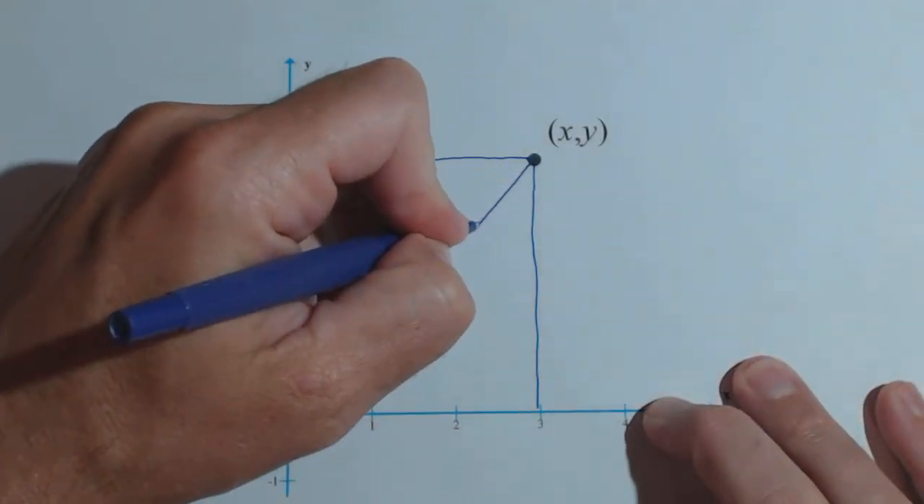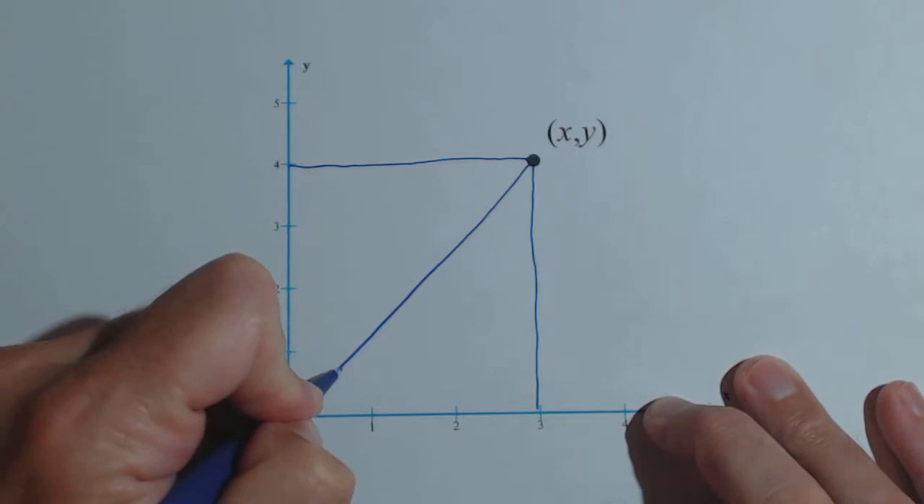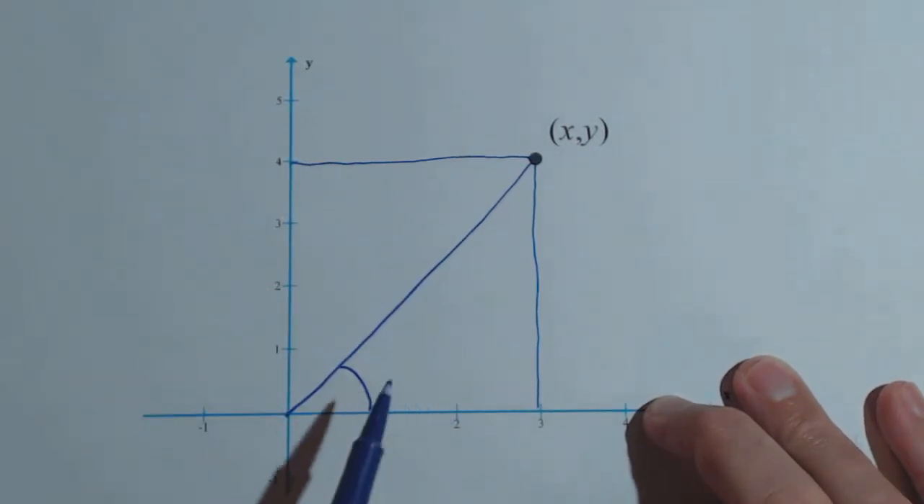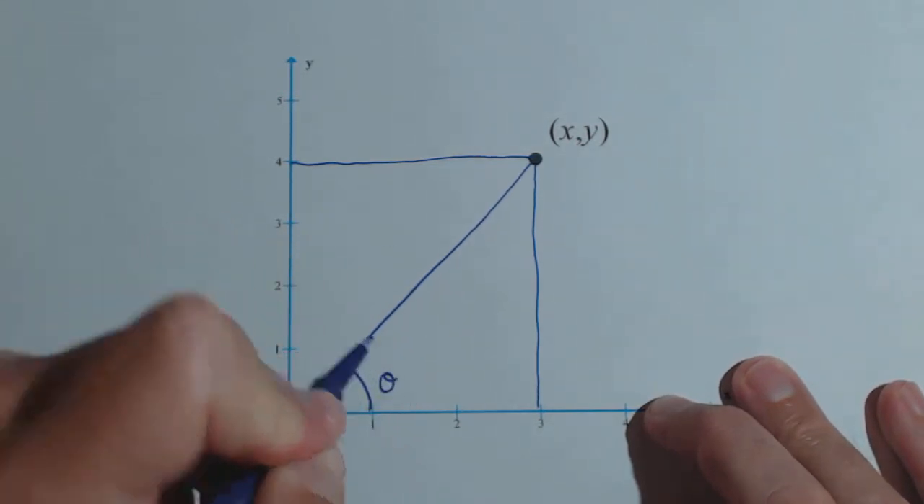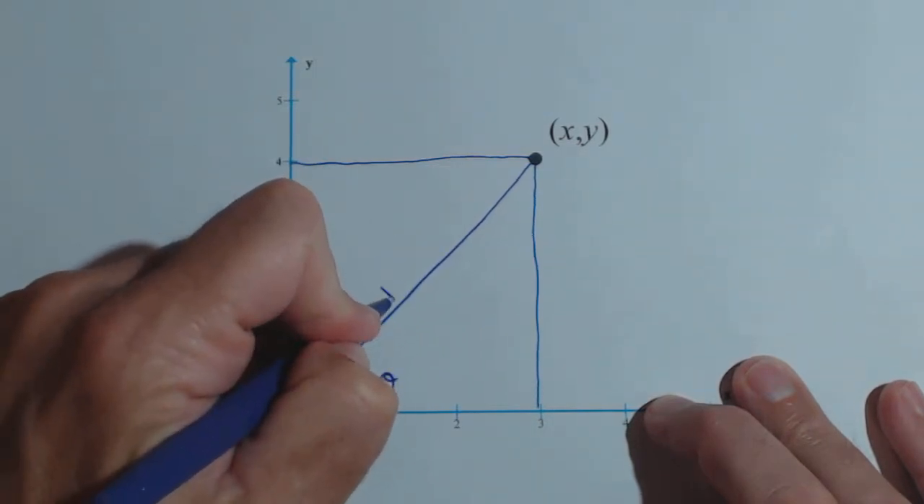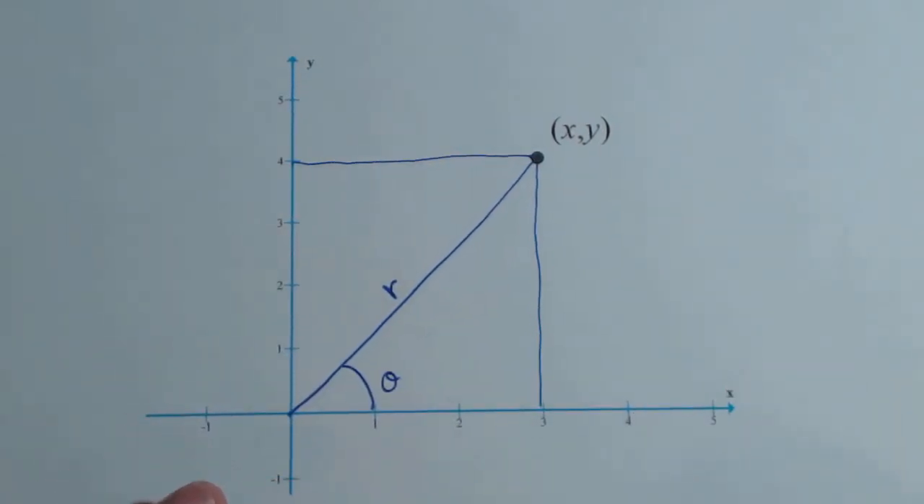Now with polar coordinates, what we're going to do is go directly from the origin to the point, and we're going to get a measurement of the angle made between that line that goes directly from the origin to the point and our horizontal x-axis. So we'll call this angle theta, and this line we'll call r. Okay, we like r because we think of it as a radius of a circle.